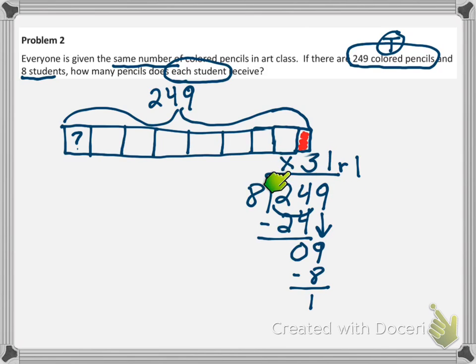So really, how many pencils is each student going to get? They're going to get 31 pencils because they cannot get that last remaining pencil. Now I want to make sure if my answer was right, I would check. And we always check with the inverse operation. That's multiplication. And we add on that remainder.